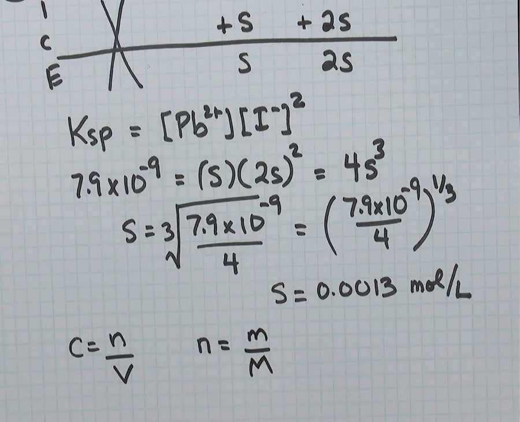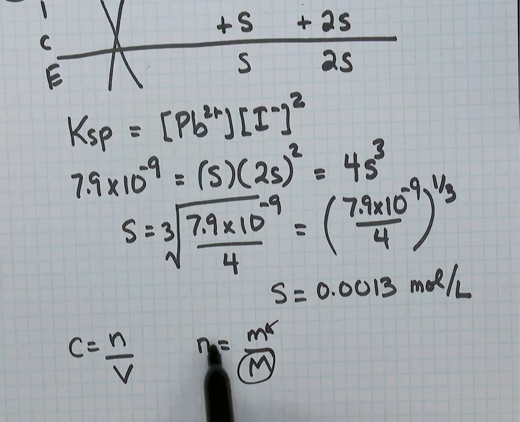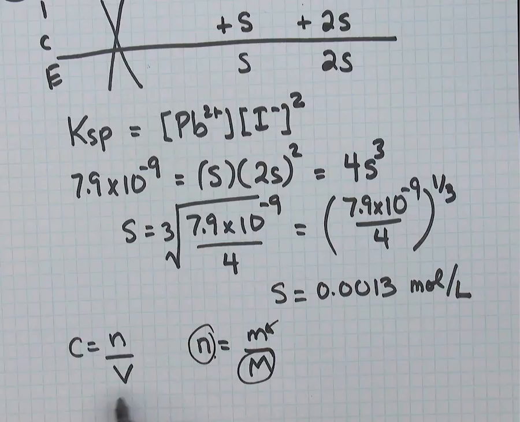We're trying to find the mass, so this is what we're trying to find, how many grams of lead iodide. To do that, we would need to know the molar mass of lead iodide, which we can get from the periodic table, and the moles of lead iodide. Well, how many moles would we need? That's why we use the first formula.